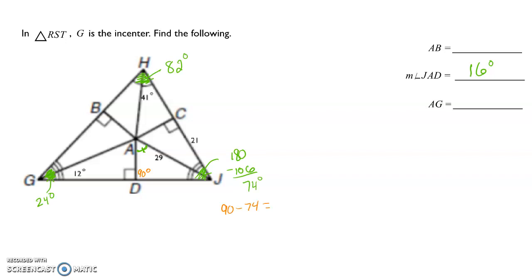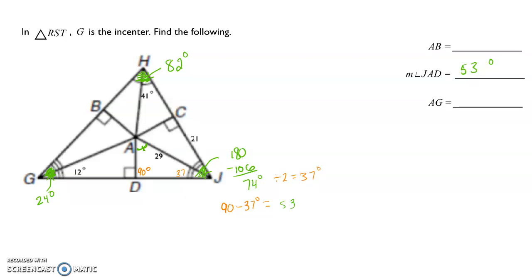Part of this was by finding angle measures. Lots of different ways to do this, using many different types of angle measures. I took the entire triangle GHJ, and if this is 12, I knew that angle HGJ is 24. I knew that angle GHJ is 82, which means angle HJG must be 180 minus the sum of those two angles, so it's 74 degrees. I'm bisecting that 74 degrees. This angle AJD is 37 degrees, and then its complement is going to be the angle we're looking for, angle JAD, or 53 degrees.